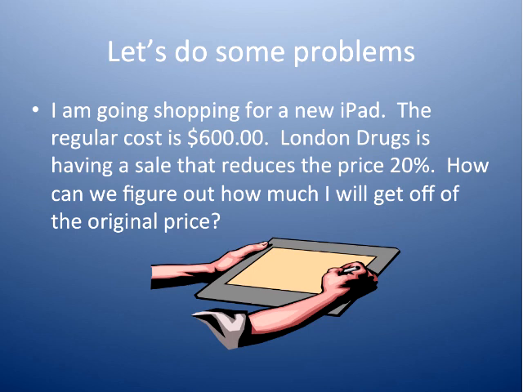Let's do some problems. We'll do this quickly because it's already 10 after 4 and we've only got about 5 minutes. I'm going shopping for a new iPad and the regular cost is $600. London Drugs is having a sale that reduces the price 20%. How can we figure out how much I will get off the original price? Anyone have a thought on that?